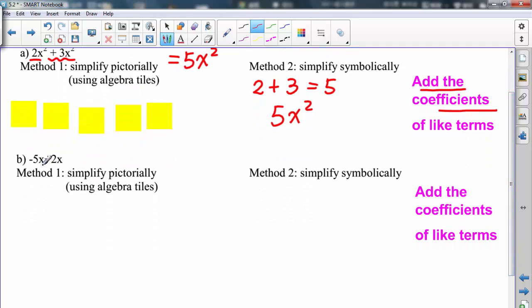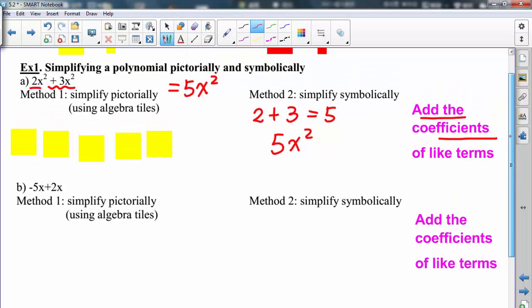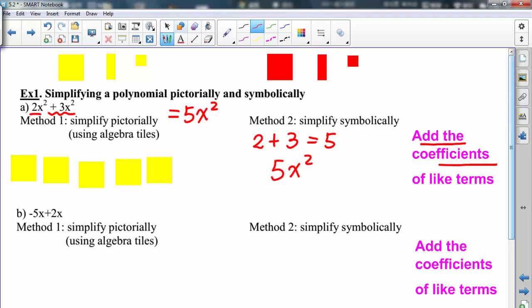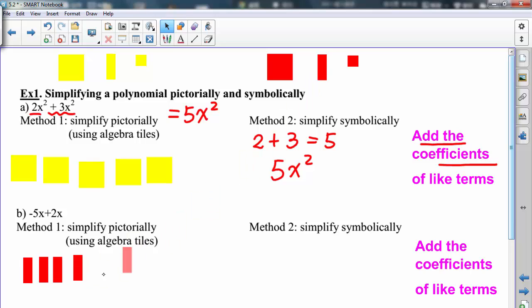The next one, negative 5x plus 2x. If I want to use the algebra tiles, negative 5x means I need to drag 5 red rods. Plus 2x means I need to drag 2 yellow rods. And in this case, I will see the zero pairs because we just talked about the zero pairs. 1 red rod with 1 yellow rod.